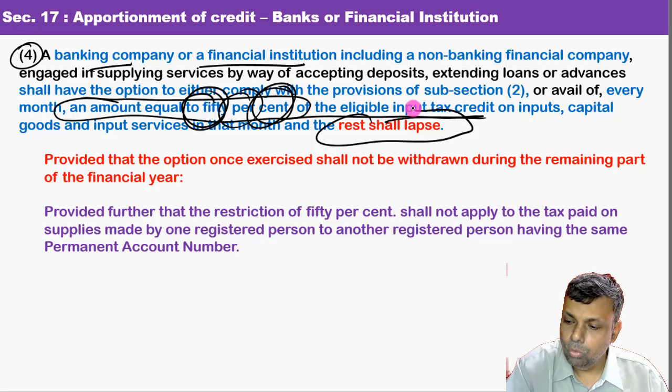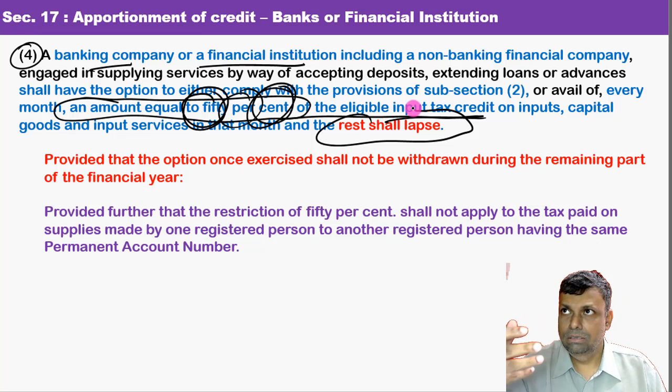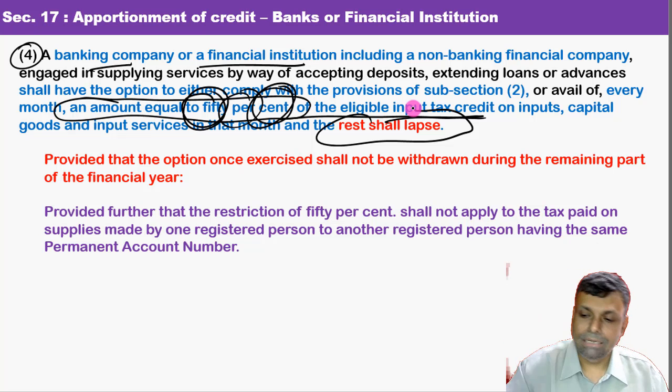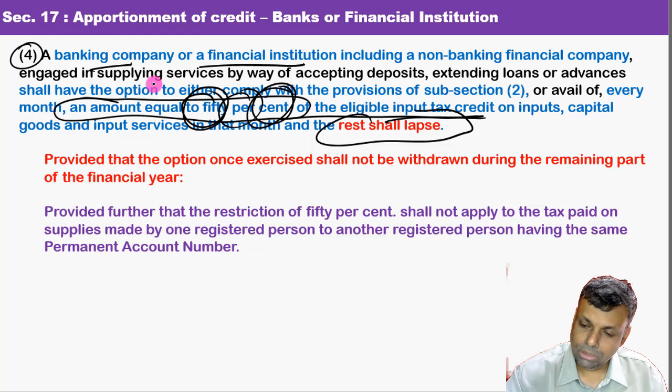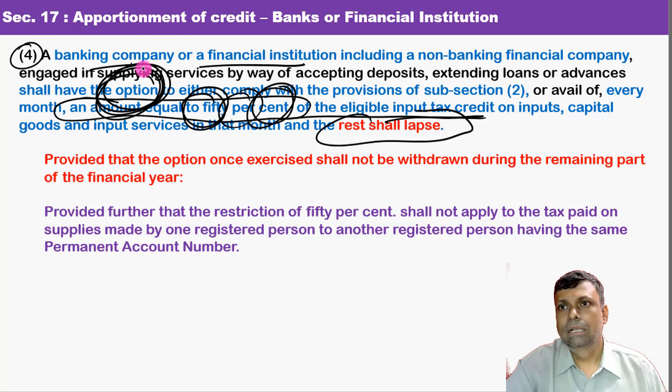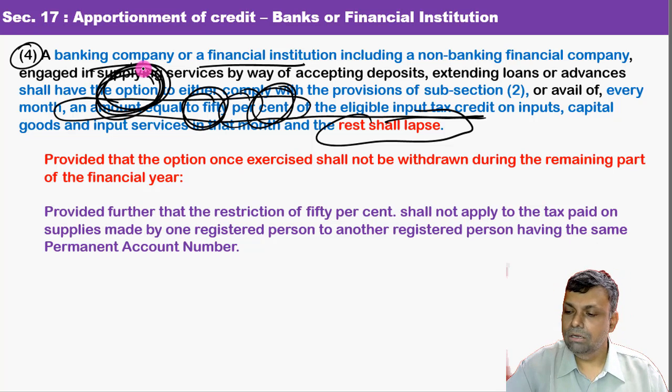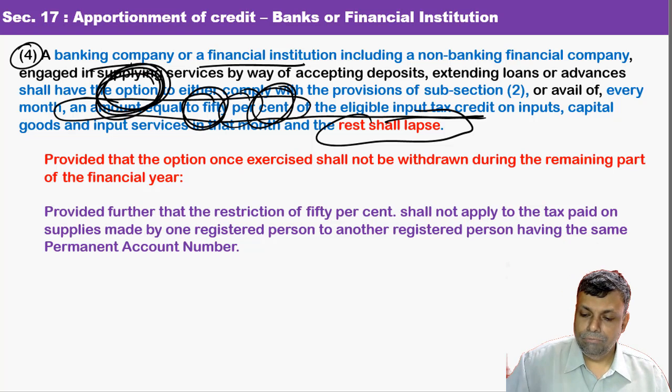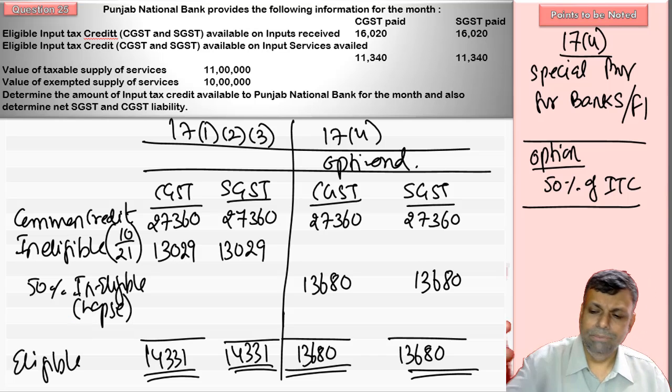That means rather than doing that T1, T2 and all that calculations with respect to the bank financial institution, the law has given them an option. That if you want, just take 50% and forget everything. Okay, so this particular option is possible for the bank's financial institution under 17 subclause 4. Under this particular 17 subclause 4, friends, this is the way in which we can do that simple calculation.